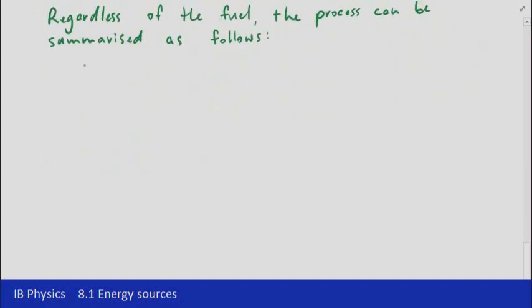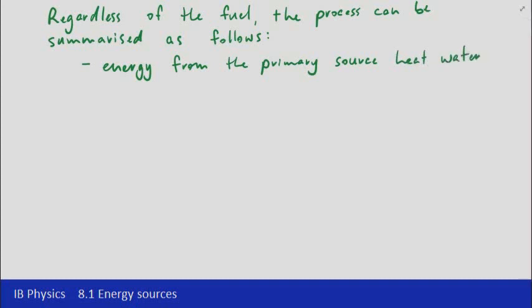So the first thing is that energy from the primary source is going to heat water. If it's burning fossil fuels, the chemical potential energy is being released as thermal energy, and that will then be converted to internal energy of the water. If it's nuclear fuel, the energy given off by fission reactions will again be used to heat water. If it's a burning of biomass, similar to fossil fuels, the chemical potential energy is converted to thermal energy, which again is converted to internal energy of the water.